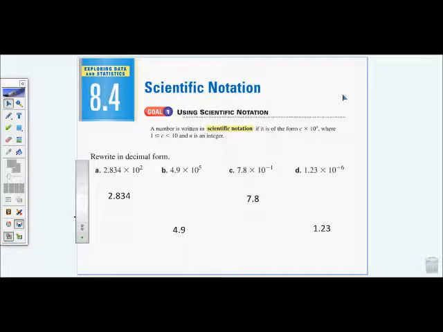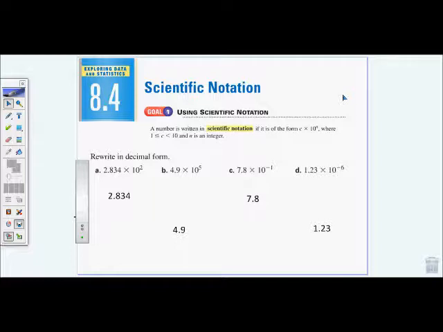3.4 is on scientific notation. And if you had me in 6th grade, you'll remember this is when we started to use the word dinks. So a number is written in scientific notation if it is in the form of c times 10 to a power, where 1 is less than or equal to c, which is less than 10, meaning that your number value has to have a value that's between 1 and 10.